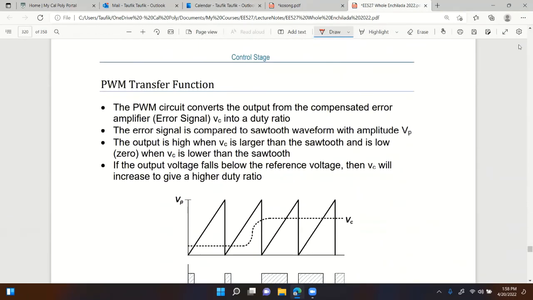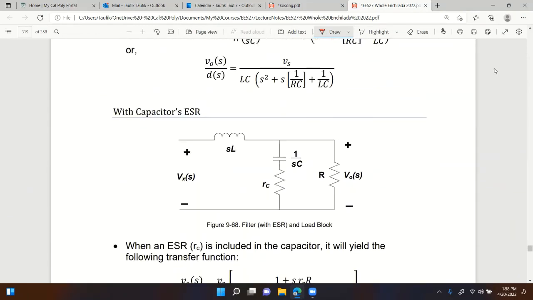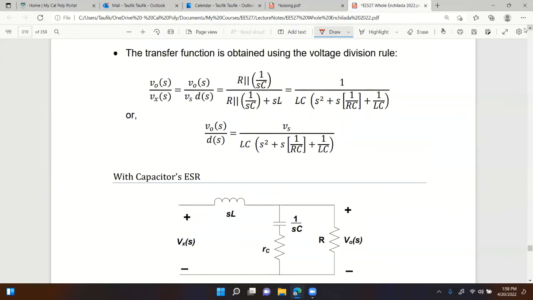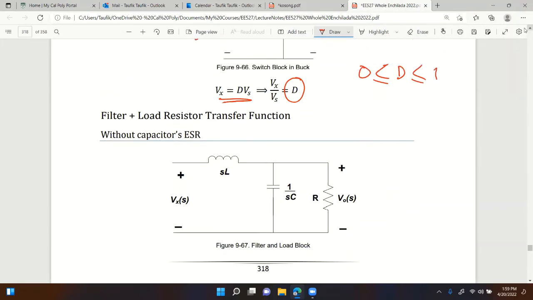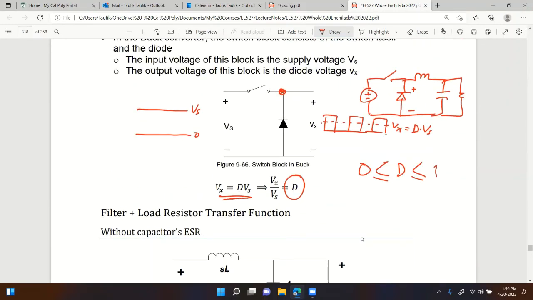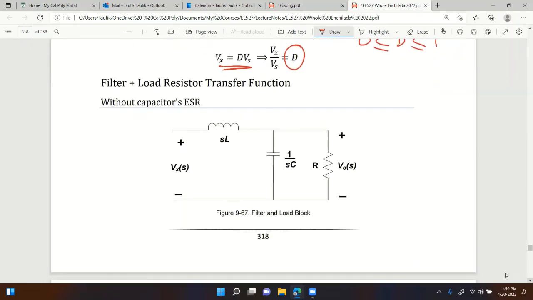Okay. All right, so let's just do the next block, and then we can adjourn. The next block is the filter plus load resistor. Following up on here, as you can see, from Vx, it goes into the filter. So what is the transfer function of this filter? We already did this transfer function. So right here, I redraw the circuit diagram. The input is Vx, the output is our filter.